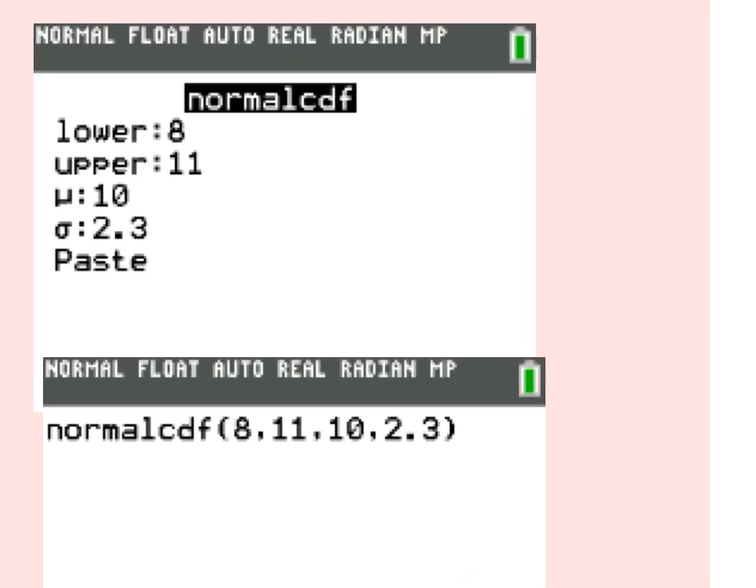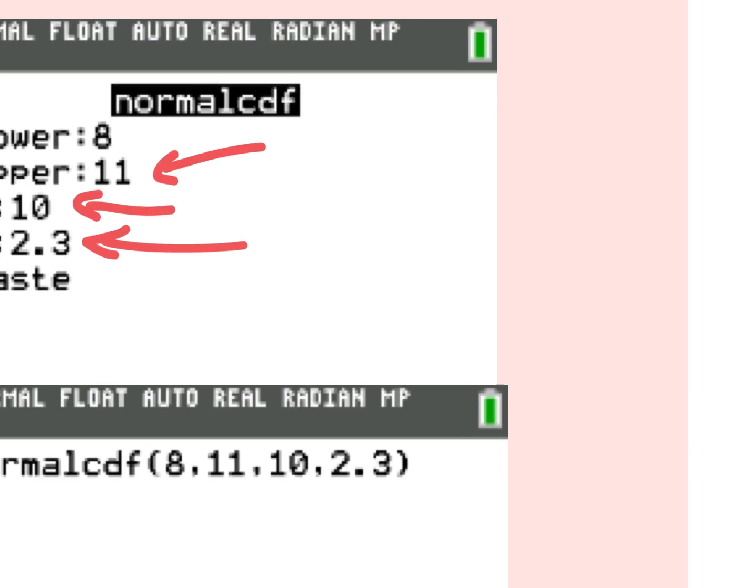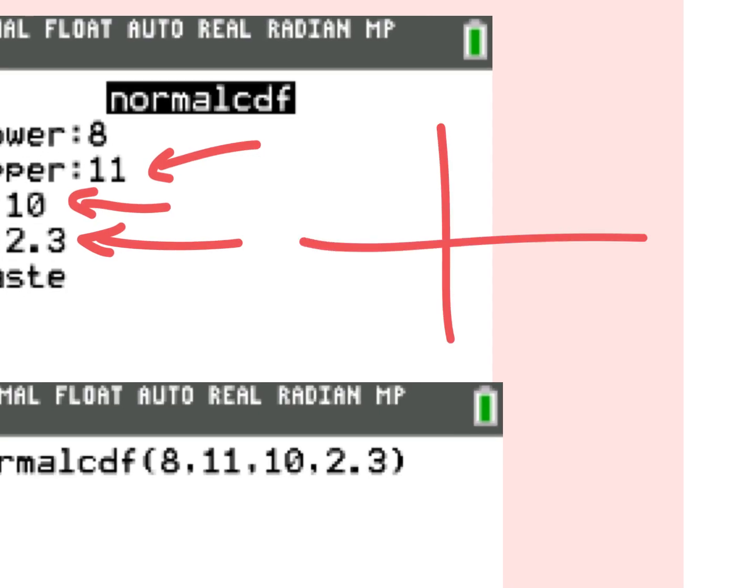Now, this is the order that you need to put them in. They're going to ask you, once you get to normal CDF, which I'd like you to do right now, for the lower, the upper, the whatever that is. Take a guess what it is. I told you before. But what is it? It's the average. Yep. And what's that one? Standard deviation. So if I were to draw this, you don't obviously have to draw it, but I'm just going to try to show you.